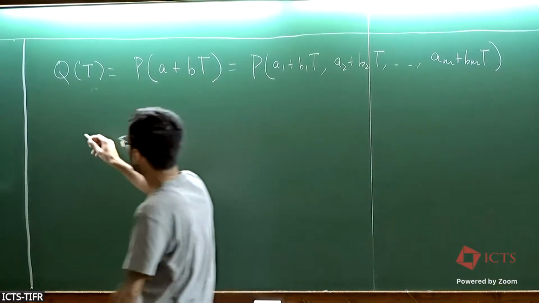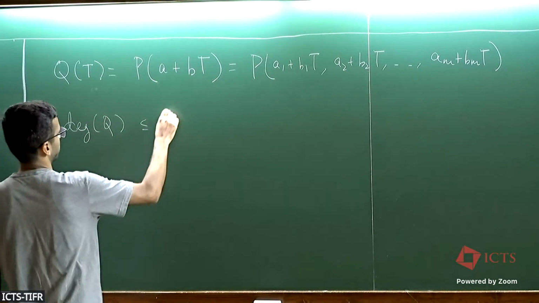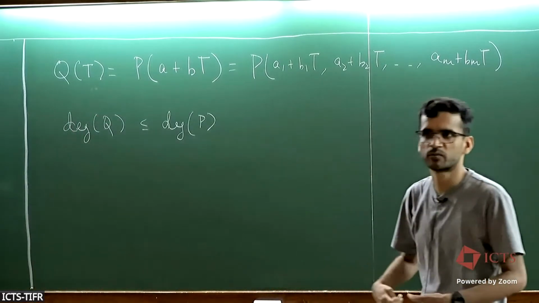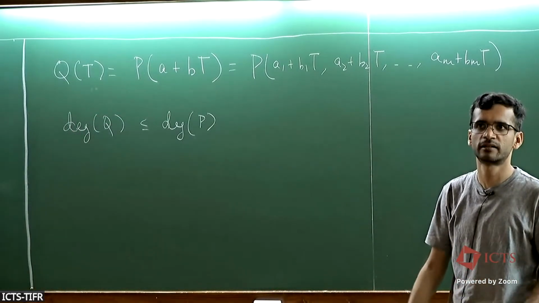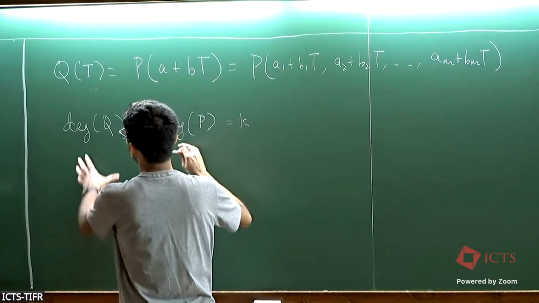So degree of Q can be at most the degree of P. Right? It may be smaller. Sometimes it will be smaller on some lines, but it can never be larger than the degree of P. Okay, good. So which is K. So the degree of Q is at most K.